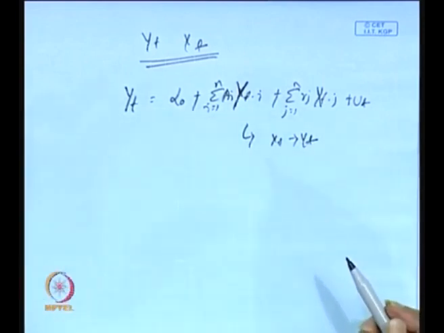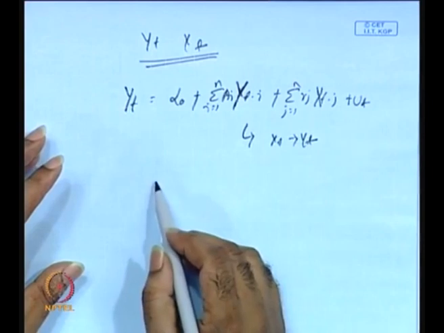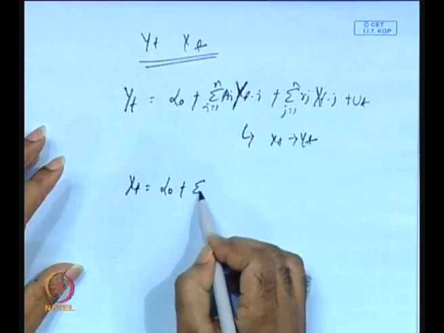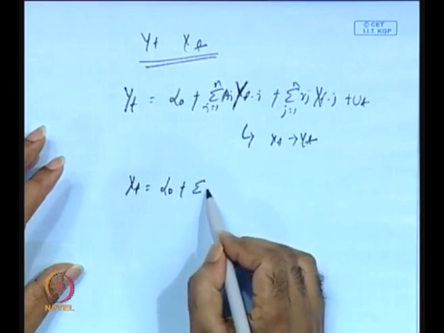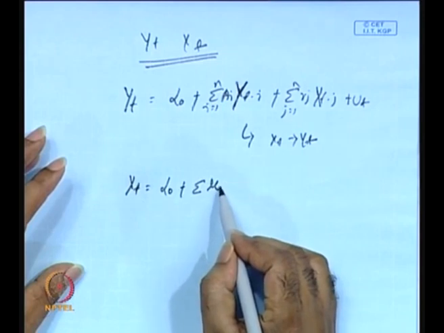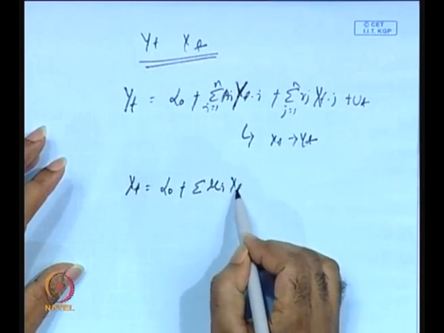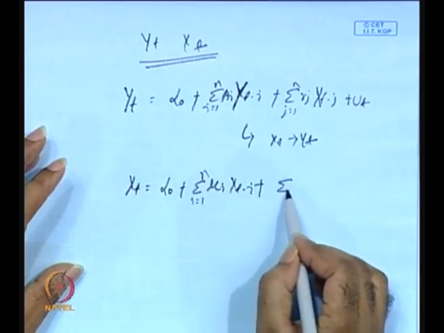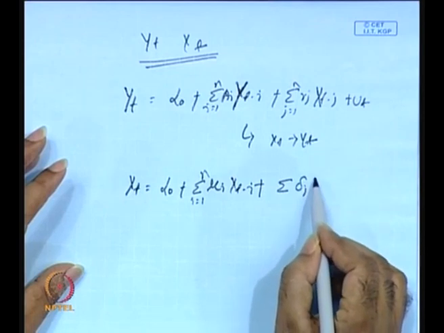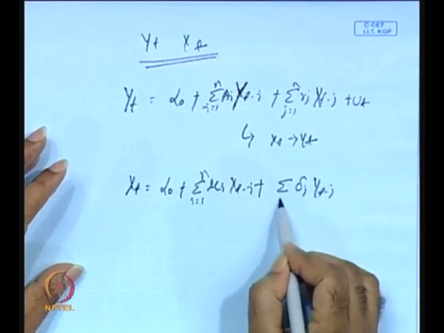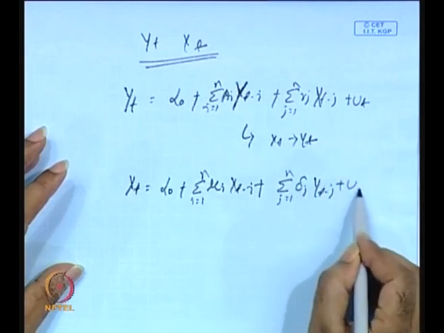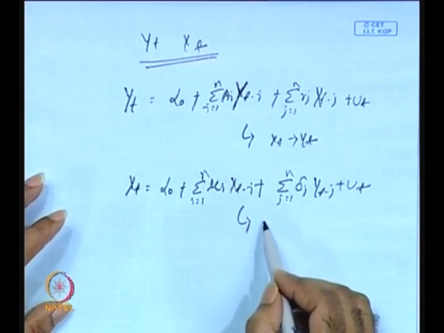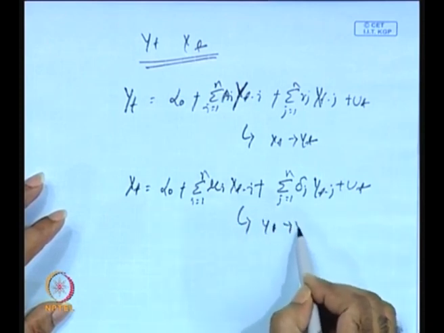Similarly, we should know whether yt influences xt. For that we need another equation: alpha 0 plus summation mu i xt minus i, i equal to 1 to n, plus summation delta j yt minus j, j equal to 1 to n, plus ut. This equation will give a signal whether yt influences xt.